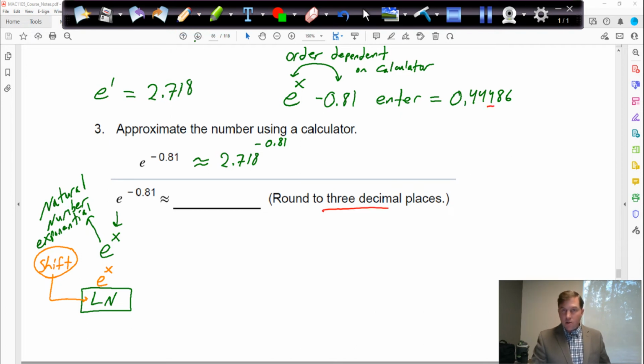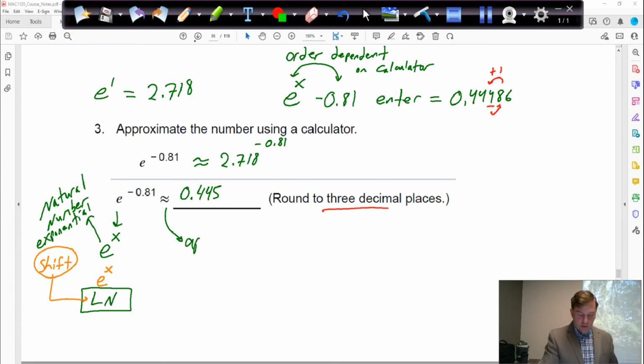So stand on the third number, look to the right, it's 5 or bigger, so plus that number up by 1. So the final answer we would record is this number is approximately 0.445. When you see equal signs like this that are wavy, this means it's approximately. So, not an exact answer, it depends on how much you round, so it's an approximate number.